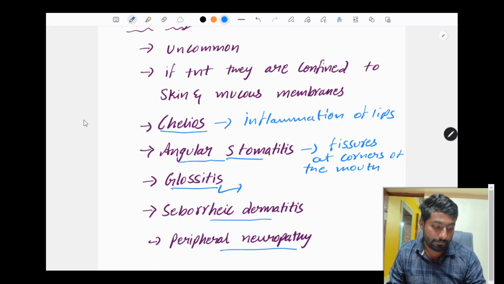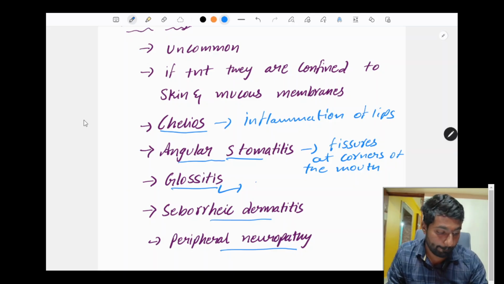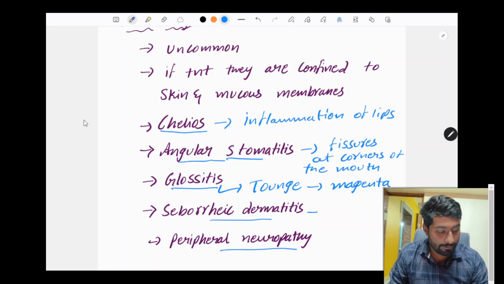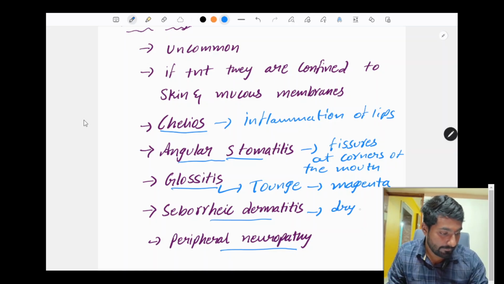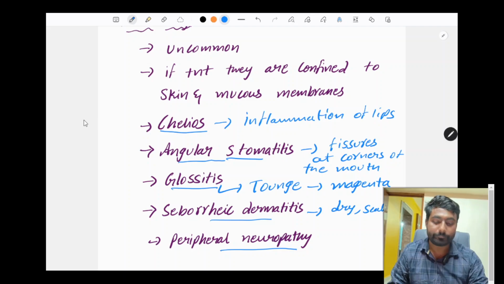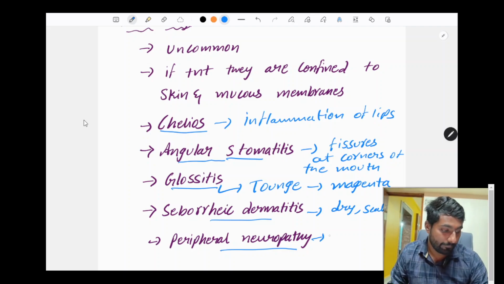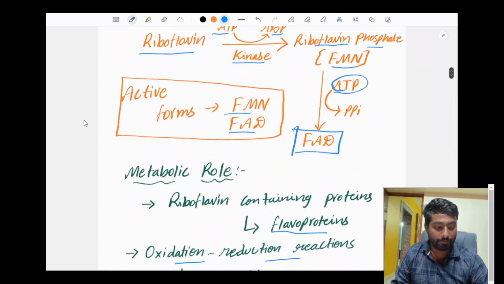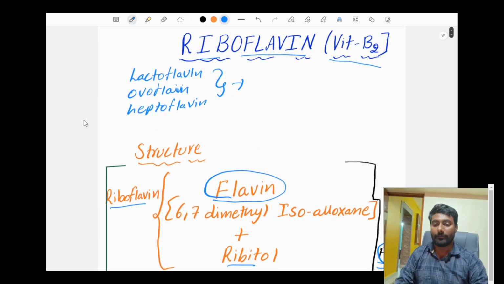What is glossitis, students? It is the inflammation of the tongue, and the tongue will appear magenta. It is called magenta tongue. Now, in dermatitis, it is dry, scaly skin. And peripheral neuropathy is a tingling sensation, which is pinpoint type. Got it, students? This is all about your vitamin B2, which is riboflavin. Thank you.